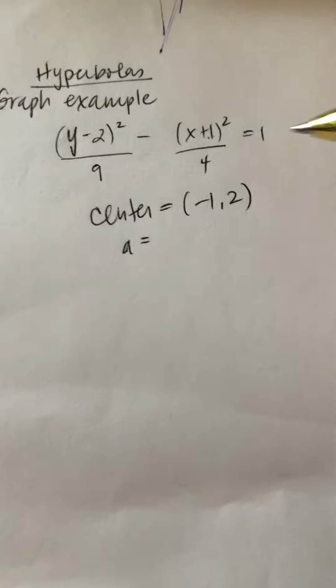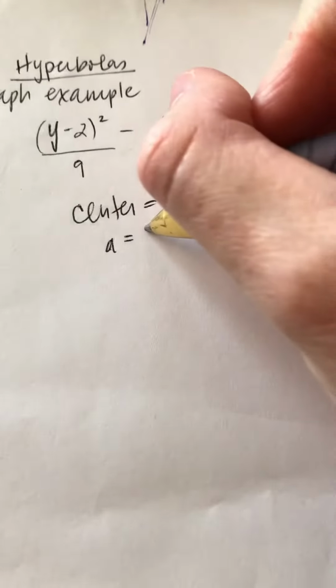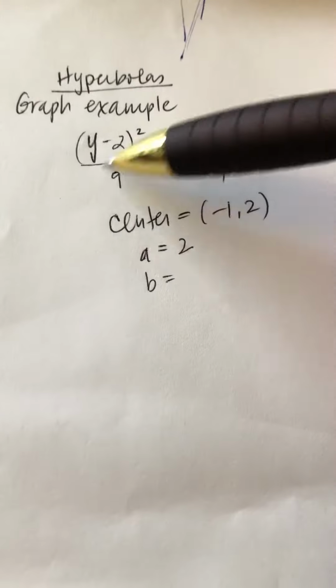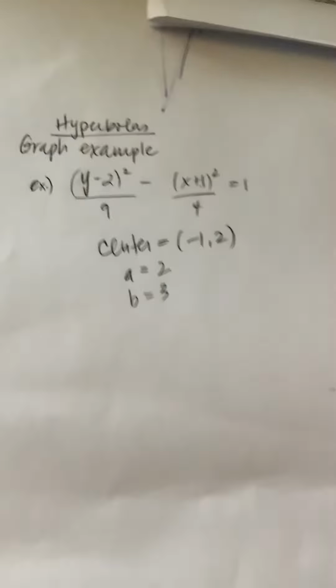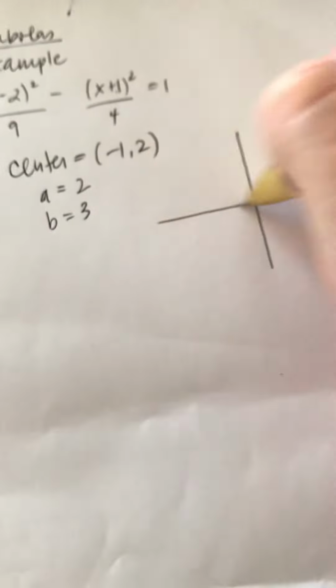And then a is the horizontal distance, and that's the square root of whatever's under x. So the square root of 4 is 2, and b is the vertical distance, that's the square root of this 9. By the way, this is just an example, it's not from your assignment. So the way that we graph this is all we need to know to graph this.